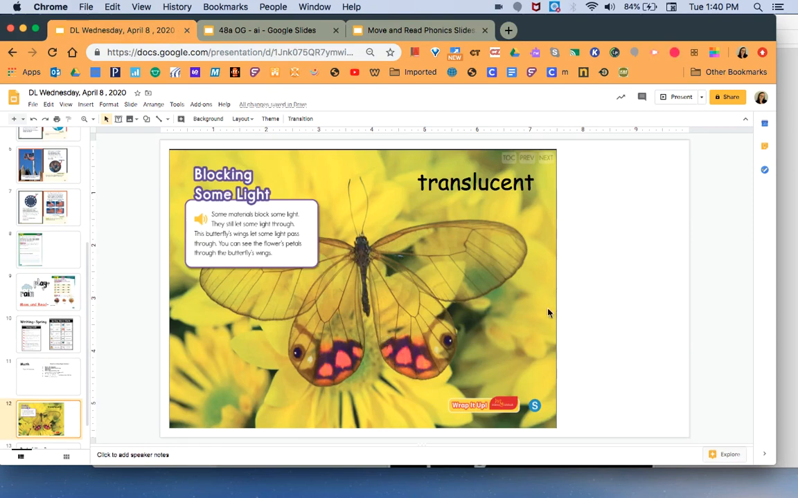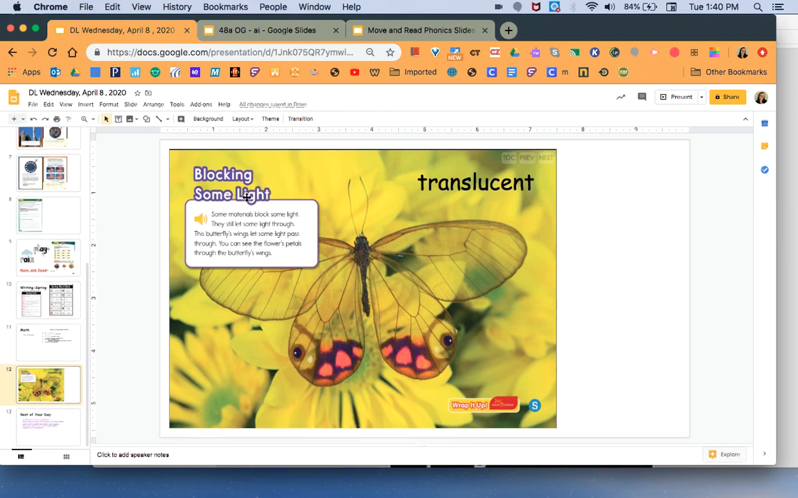Okay. So yesterday I challenged you to find materials that are transparent, translucent, or opaque. Some materials block sunlight. Translucent materials let some light through them, but not all of the sunlight.